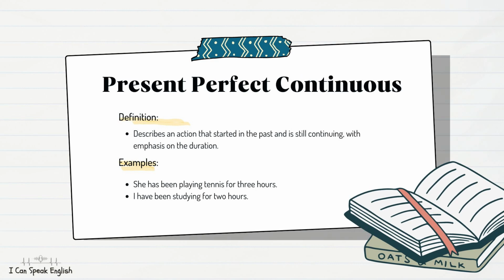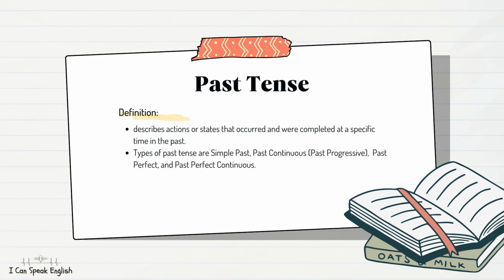Present perfect continuous describes an action that started in the past and is still continuing, with emphasis on the duration. Examples: she has been playing tennis for 3 hours. I have been studying for 2 hours. Past tense describes actions or states that occurred and were completed at a specific time in the past. Types of past tense are simple past, past continuous, progressive, past perfect, and past perfect continuous.